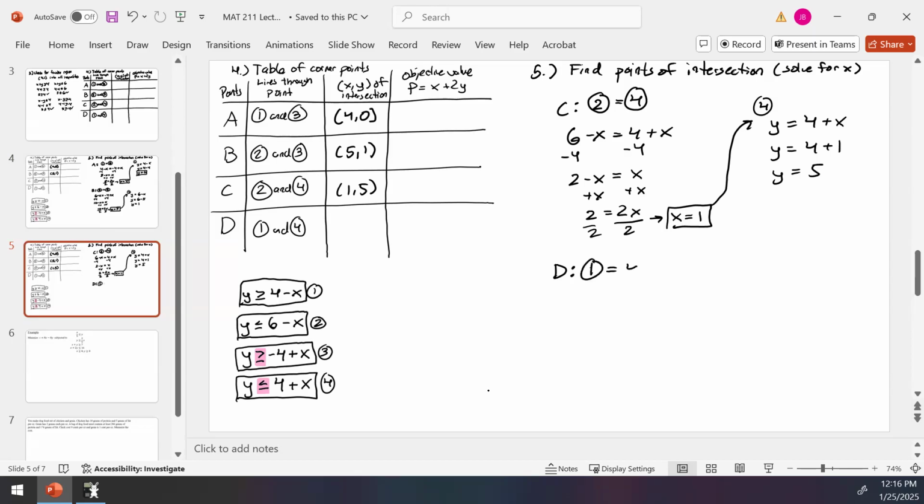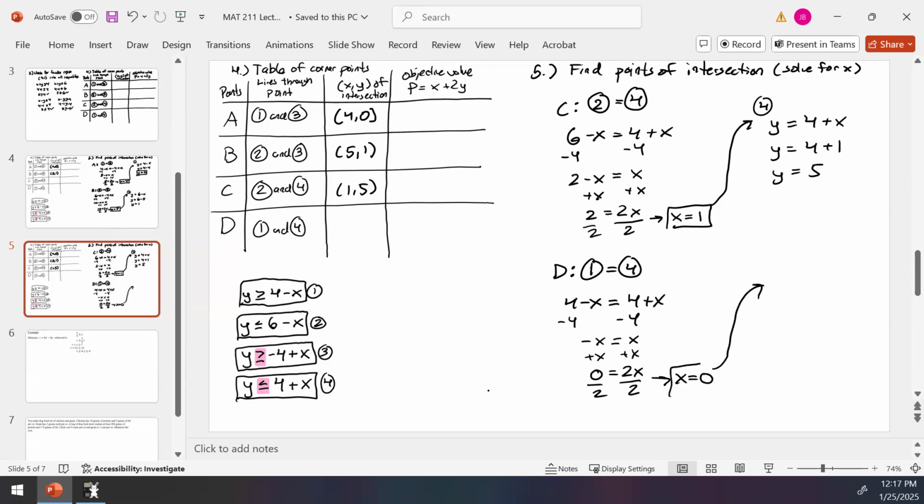So 1 equals 4. So we set those 2 equations equal to each other. 4 minus x. And then we set, what is it, 4 plus x. And then we just do the same thing we've been doing. So minus 4, minus 4. So negative x equals x. I add the x over. I get 0 equals 2x. Divide by 2, divide by 2. X is equal to 0.